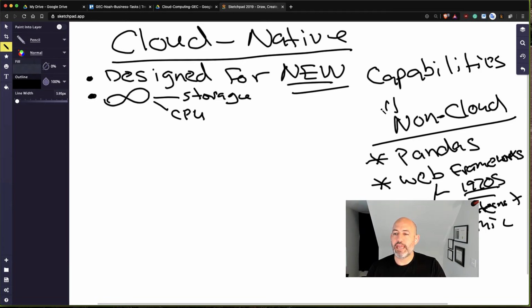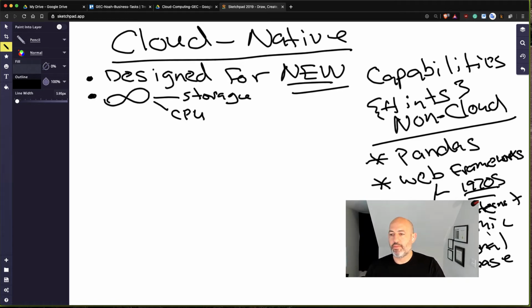And another, we could call this non-cloud hints. These are hints that you're dealing with a non-cloud technology. Another one is heavy relational database. Again, there's nothing wrong with a relational database, but if every single solution uses it because that's what we always did, that's often also a hint.